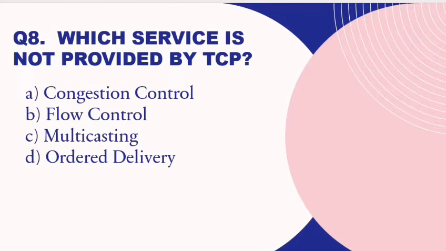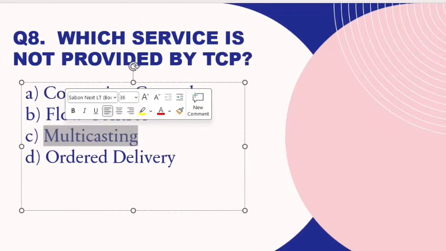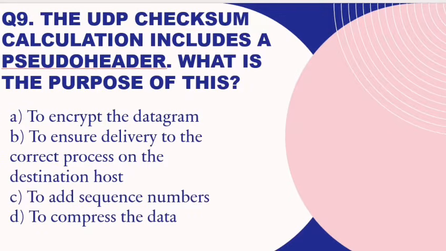Which service is not provided by TCP? Option A, congestion control. Option B, flow control. Option C, multicasting. Option D, ordered delivery. So the correct answer is option C, which is multicasting. Moving on to question number 9.